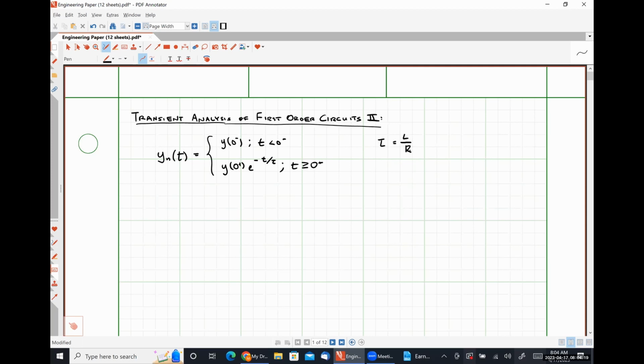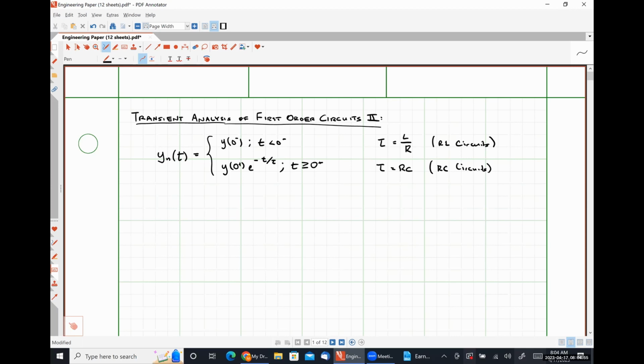we found to be L over R for RL circuits. I'll make sure to draw that L slightly better. And tau was found to be R times C for RC circuits. So this is just a recap of the natural response. This is all the stuff that we did on last Friday in a nutshell.